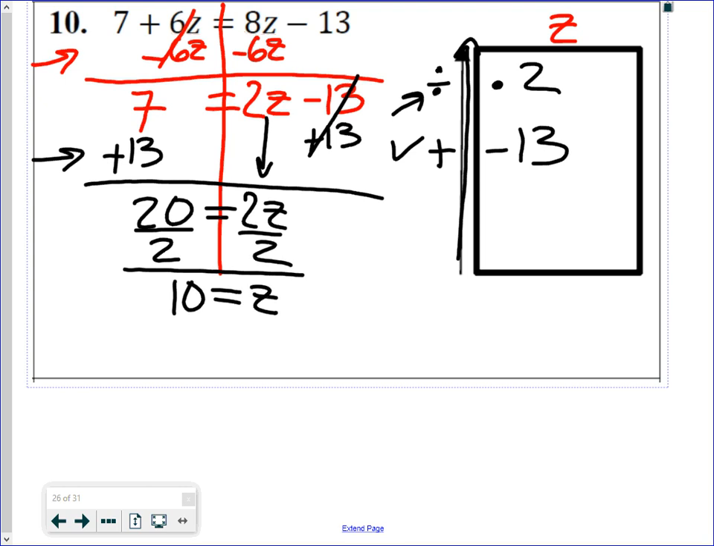So if we were to rewrite it in a better format, we like the variable first, so z equals 10. And that's number 10 for you. I think we have one more.